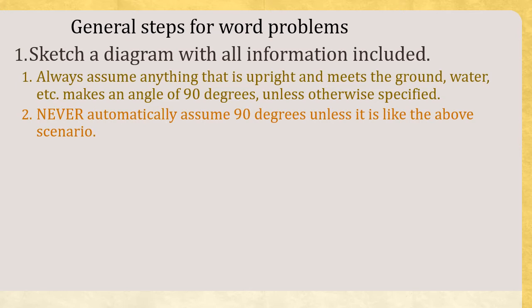Along with that, a couple of subpoints. We're always going to assume anything that's upright and meets the ground or water or any flat surface makes an angle of 90 degrees, unless I tell you it's leaning. So if we have a building, a cliff, a flagpole, or a tree, unless I tell you they're leaning and I give you the angle, assume that they meet the ground at 90. Any other scenario, never automatically assume 90.